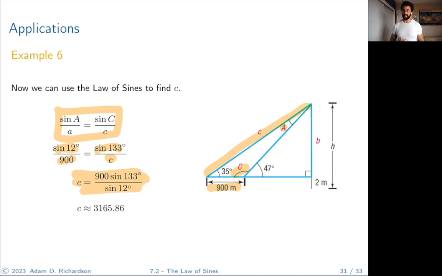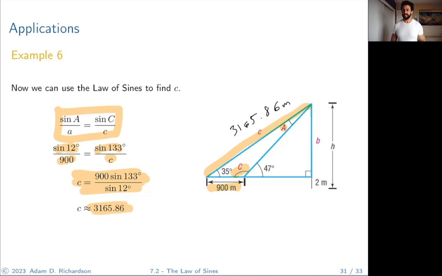And then we go to a calculator and we get an approximation, and the calculator approximates it as 3,165.86 meters in this case. So that's this length right here. 3,165.86 meters. So now we're one step closer.